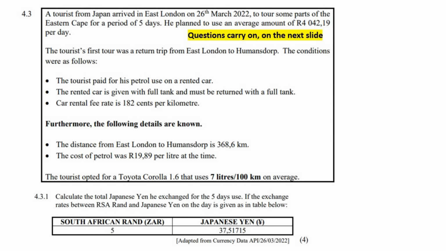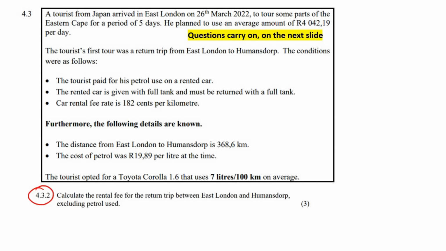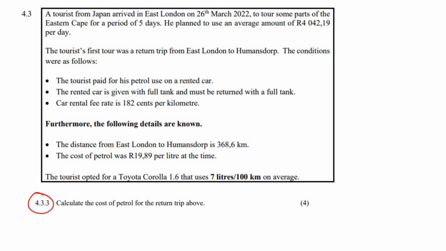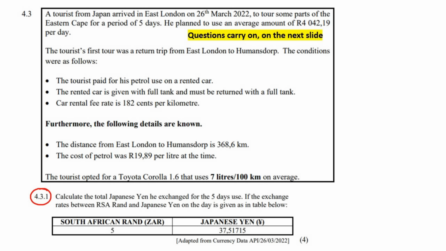This question will be broken up into parts. This will be the first question we look at. Then there's a second question and a third question. So it says that a tourist from Japan arrives in East London on 26 March 2022 to tour some of the parts of the Eastern Cape for 5 days. He plans to use an average of 4,042 Rand and 19 cents per day. Yo, that guy's got a nice budget, okay?